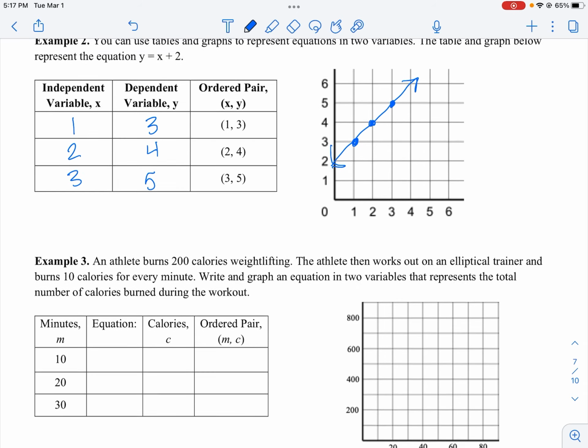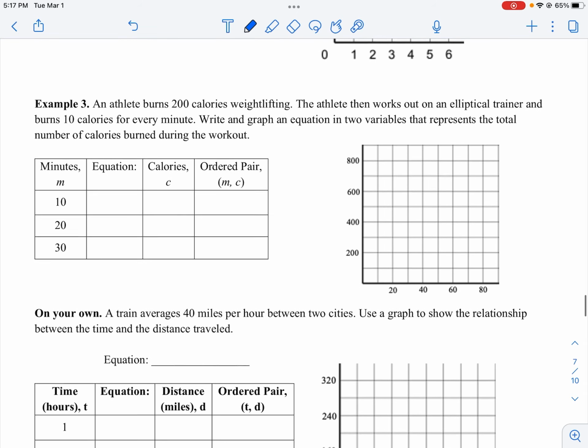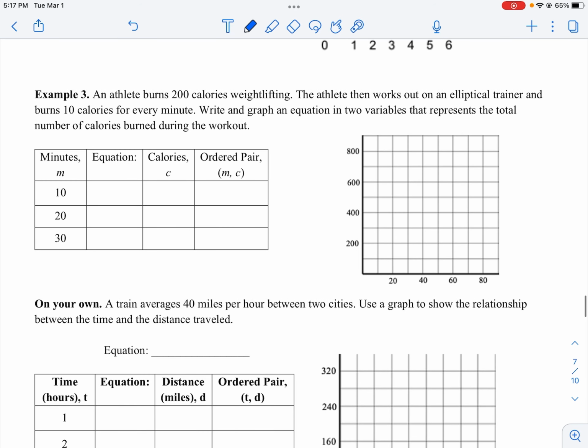In this example, it says, an athlete burns 200 calories weightlifting. The athlete then works out on an elliptical trainer and burns 10 calories for every minute. I'm going to underline that. For every minute. Write and graph an equation in two variables that represents the total number of calories burned during the workout. Okay. So the first thing I need to do is come up with my equation.